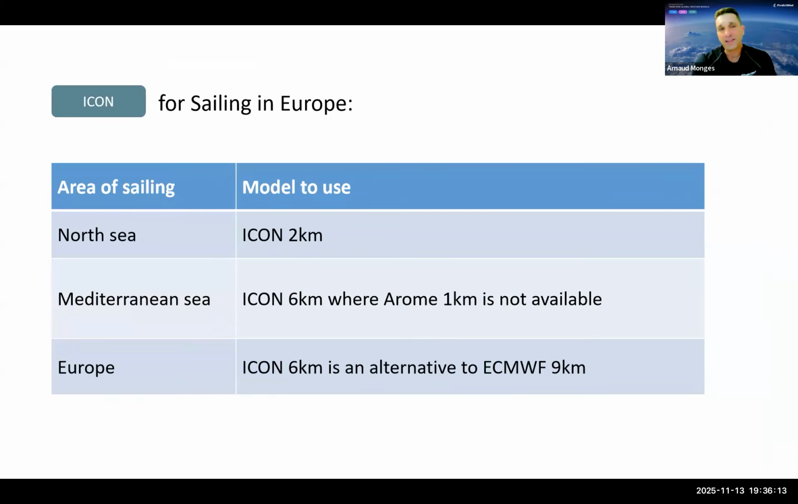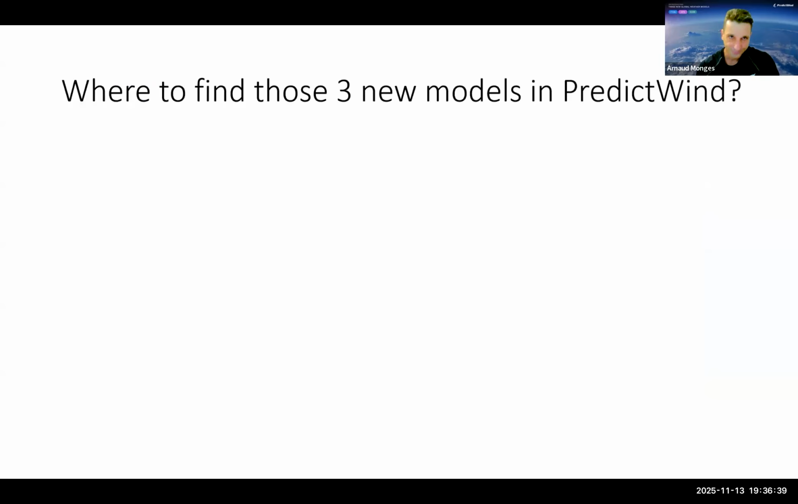Icon, as I said before, is going to be a very good model if you are sailing in Europe. So if you are in the North Sea, it's a no-brainer. Go for Icon 2 kilometers. This is the highest resolution you will get. If you are in the Med, if you are outside the Arome area, go for Icon. And in the rest of Europe, you can have an alternative to ECMWF.